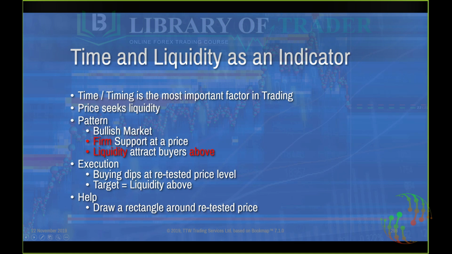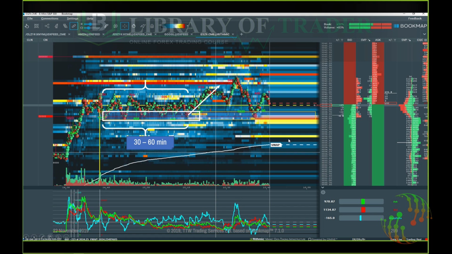Price seeks liquidity, that's obvious. Pattern: we have a bullish market, firm support at price, liquidity attracts buyers above, execution is buying dips at the retested price level. And target is liquidity above. Draw a rectangle around the retested price. By that I mean the following. You will see that very, very often, every day. It happens most maybe after the lunchtime New York, Eastern time, for one to two hours. And then it finds the way up to the next liquidity level.